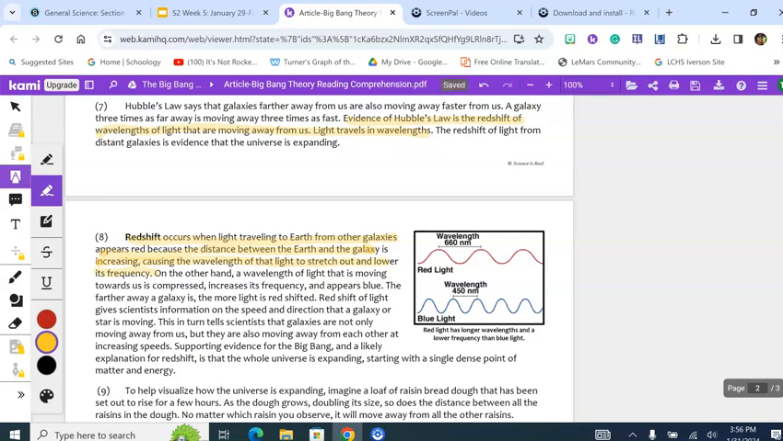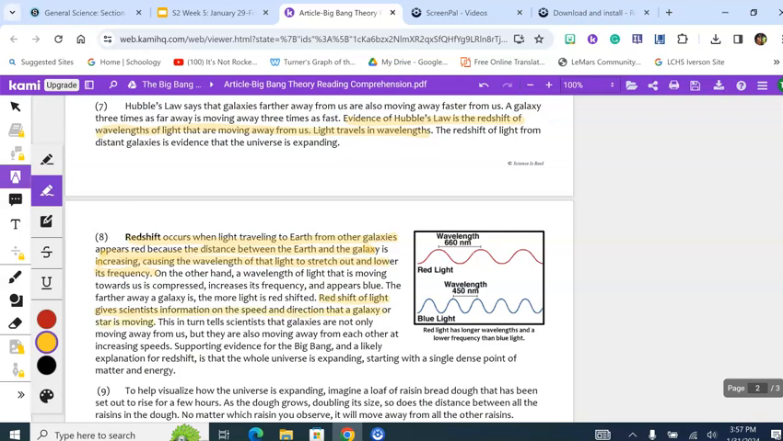On the other hand, a wavelength of light that is moving towards us is compressed, increases its frequency, and appears blue. The farther away the galaxy is, the more light is redshifted. Redshift of light gives scientists information on the speed and direction the galaxy is moving. So highlight that statement too.